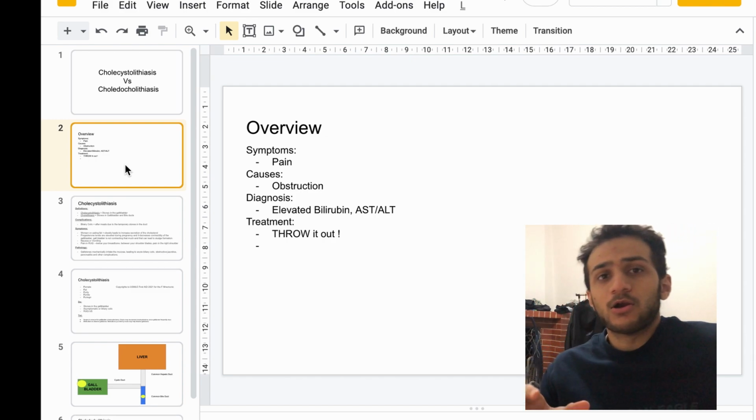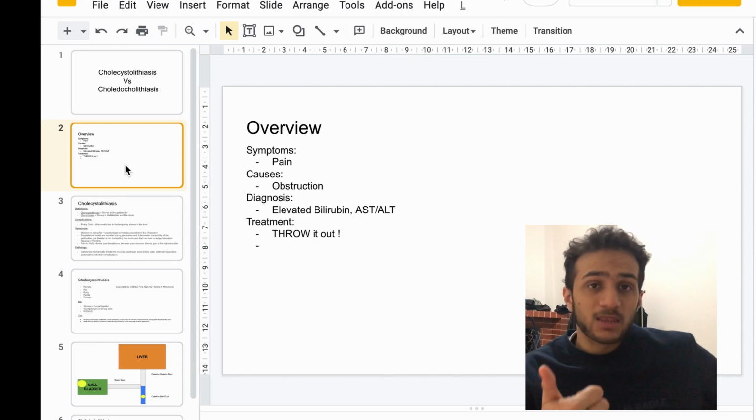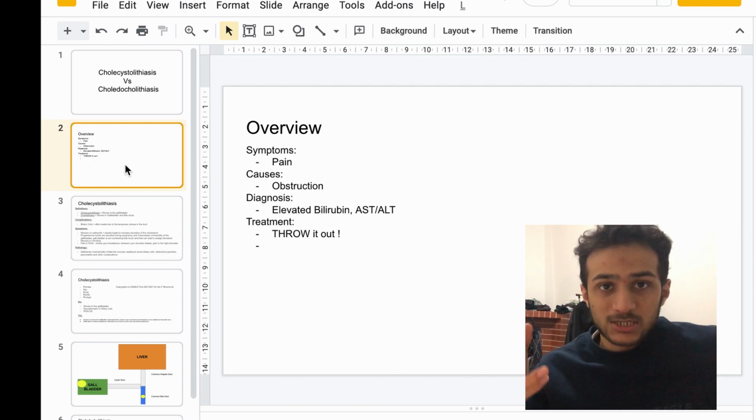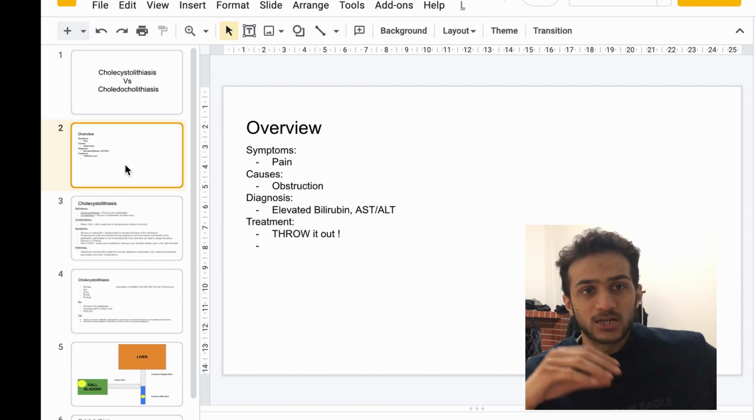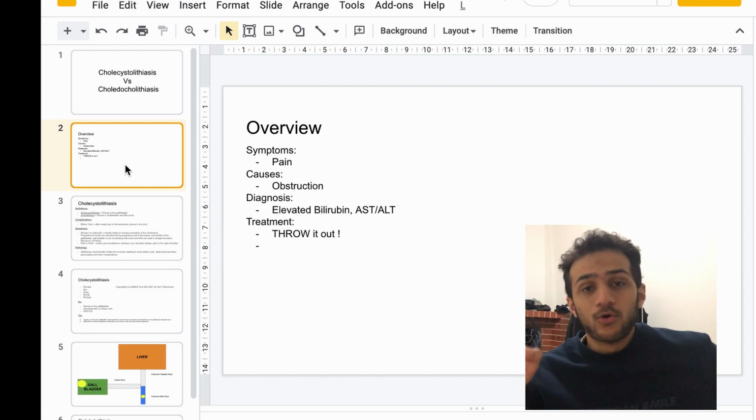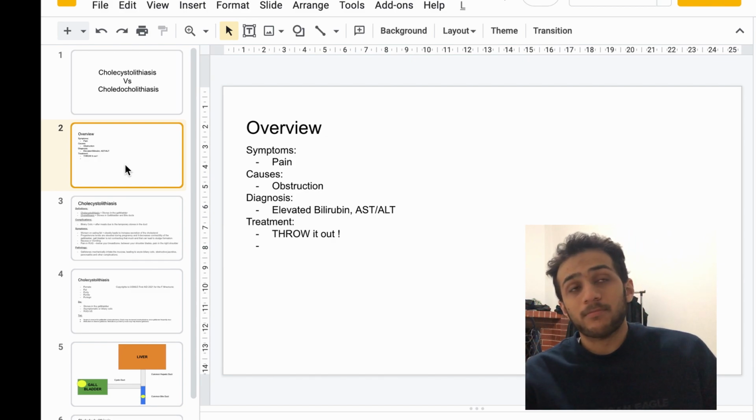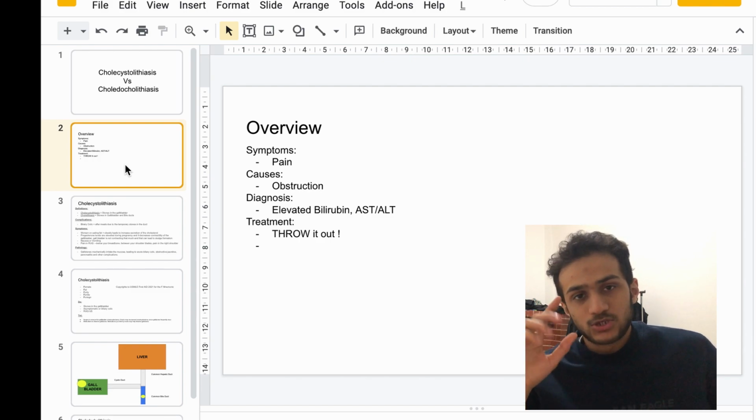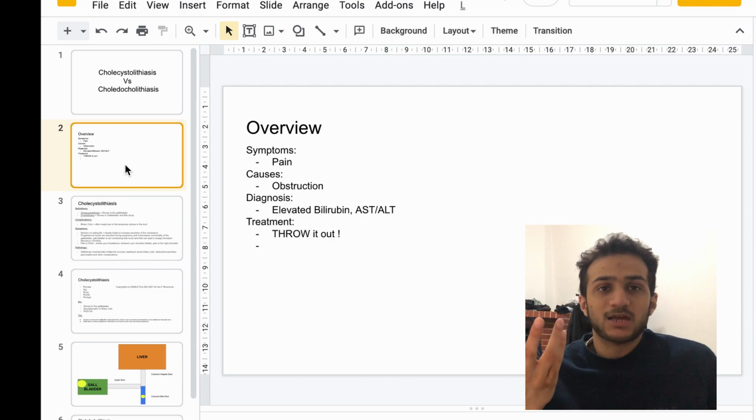The similarities here are that both diseases cause pain, because in cholelithiasis we're obstructing the cystic duct, which I'll explain, and choledocholithiasis is obstructing the common bile duct, which I'll explain. So both cause obstruction, both cause pain. The differences really lie in the diagnosis.